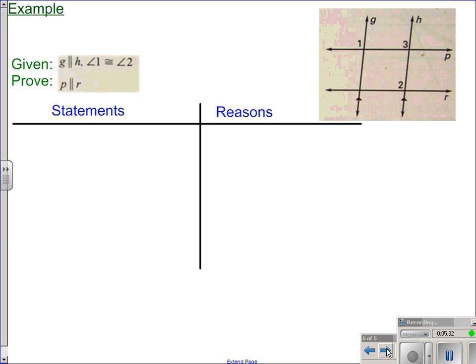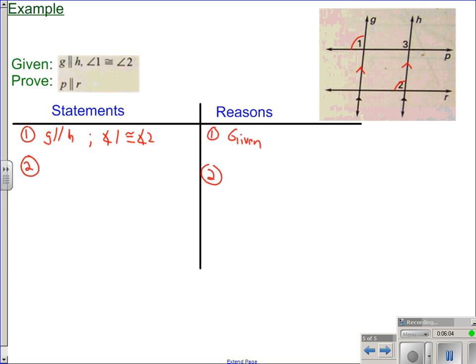So, always start with the given information. Line G is parallel to line H. You are also told angle 1 is congruent to angle 2. So, in a proof, statement 1 is always the given information: G parallel to H, angle 1 congruent to angle 2. We know that is true because it's given to us. The next statements in proofs are always, what else do you know from the given information?